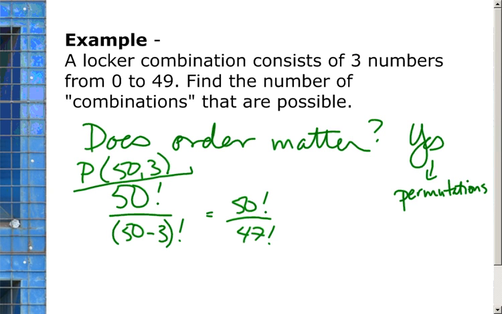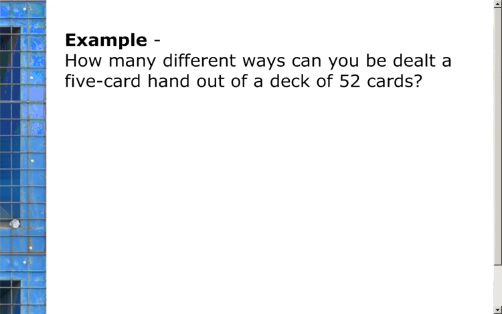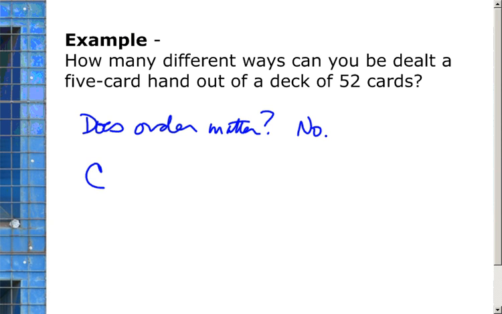Again, pause if you need to. How many different ways can you be dealt a five-card hand out of a card deck of 52 cards? If you're playing with a hand, the order does not matter. You can rearrange the cards. So here, does order matter? The answer is no. I know in some games it does, but just for your standard five-card hand, no, it doesn't. So in this case, you're doing a combination of 52 choose 5.